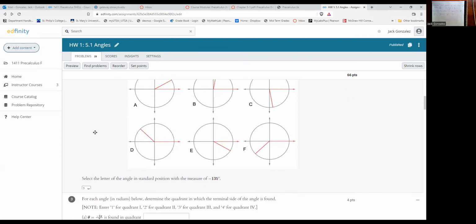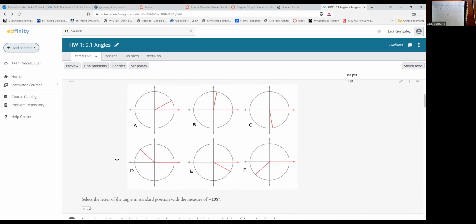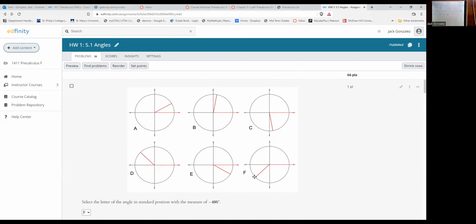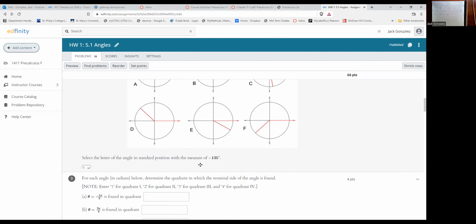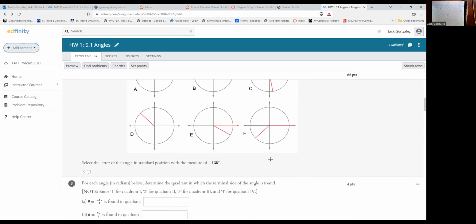Now the next one, negative 135, which we just said was the same as negative 495. It's a coterminal angle. It's going to be F again.